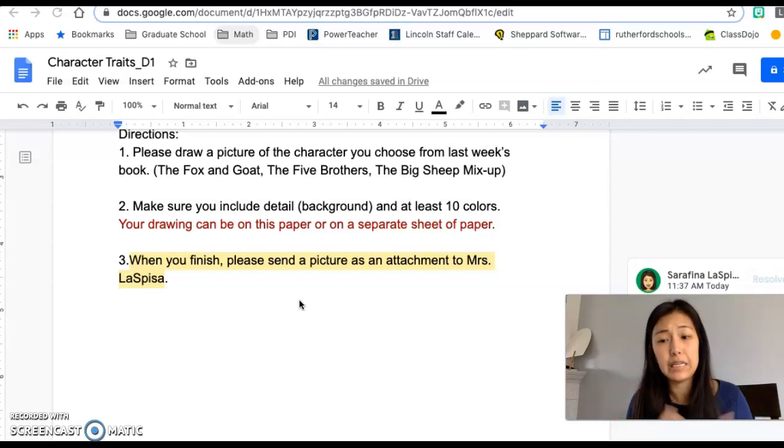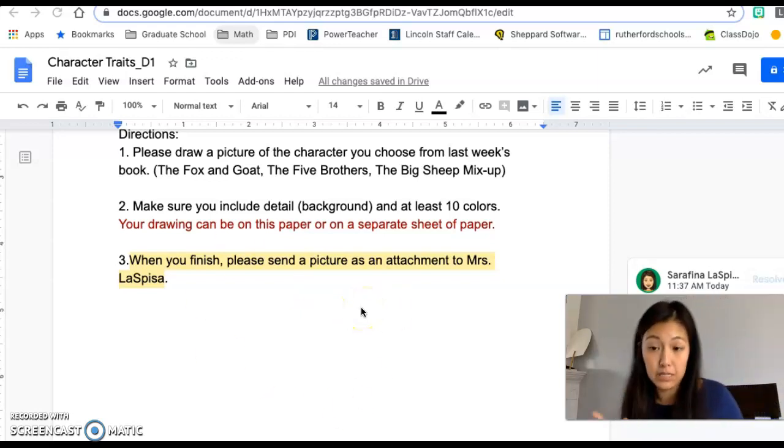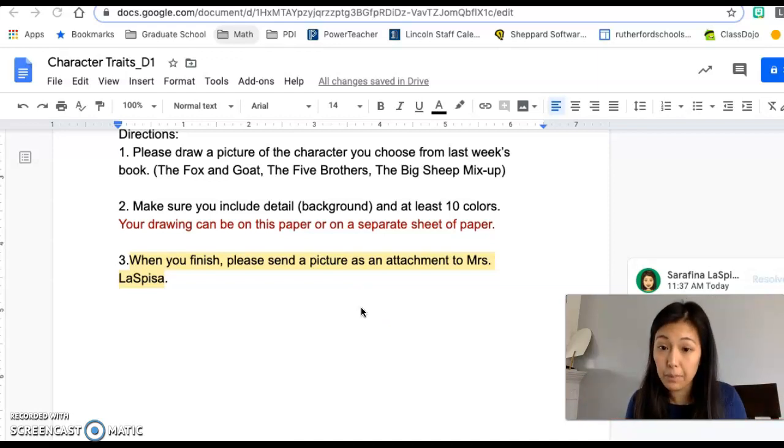If mom or dad can take a picture or if they want to email Miss Laspiza, that's fine. But I'd like to see how you drew your character. This can be done on this paper. If mom and dad want to print it out, that's fine. Or if you want to do it on a separate piece of paper, but please make sure you have 10 colors and have a detailed background. So this is for Monday's assignment.